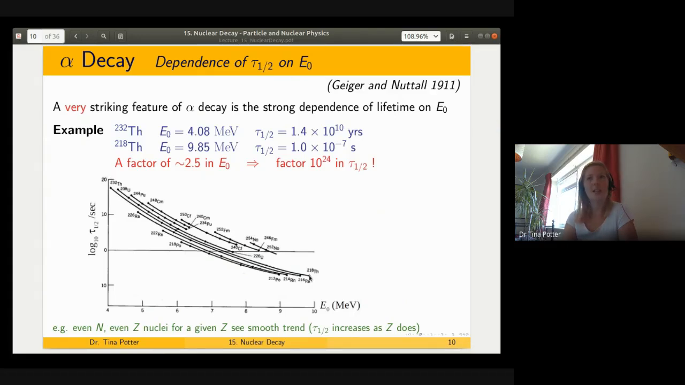But if we go down to thorium-218 here, the energy released is about double that of thorium-232, at almost 10 MeV. But the half-life is hugely different. It's 10 to the minus 7 seconds here. So we've got roughly a 2.5 times increase in the energy of the alpha particle released, but a factor of 10 to the 24 in half-life. This is absolutely huge. So we need to try and explain this. What is this strong dependency that we're having here?